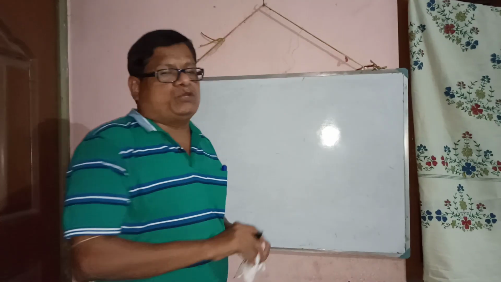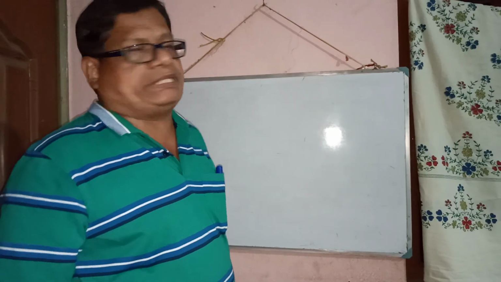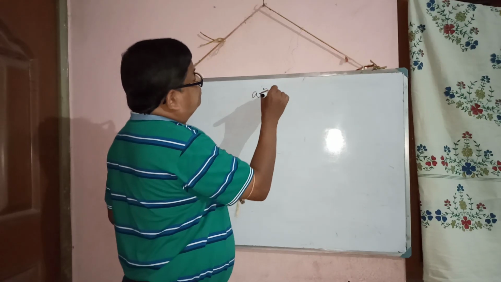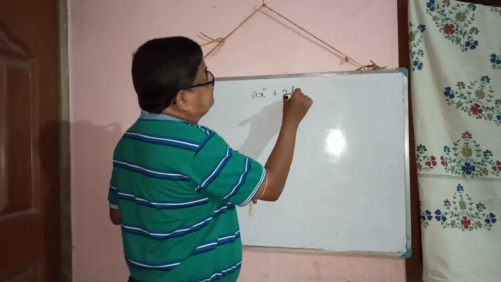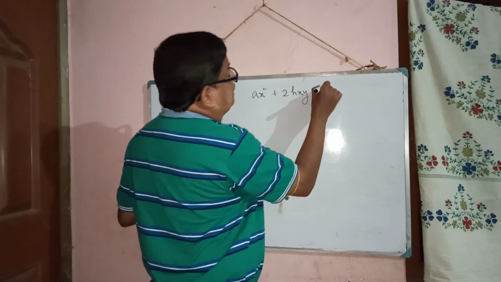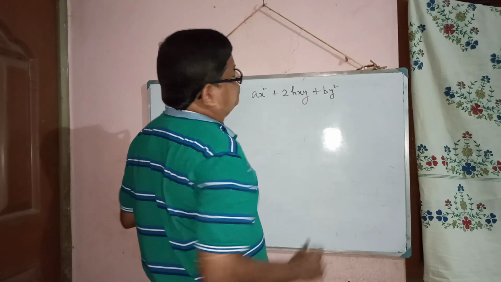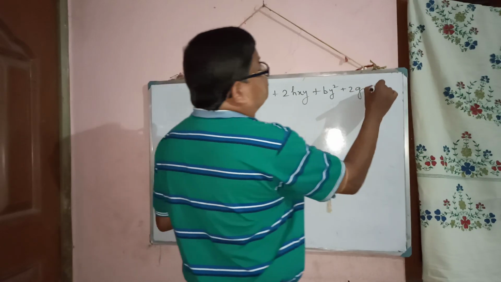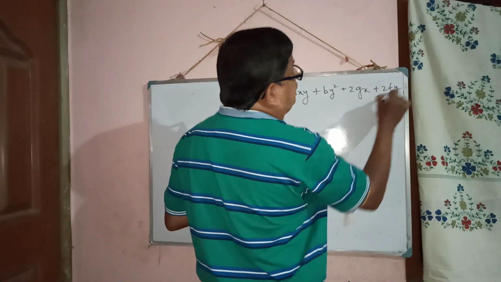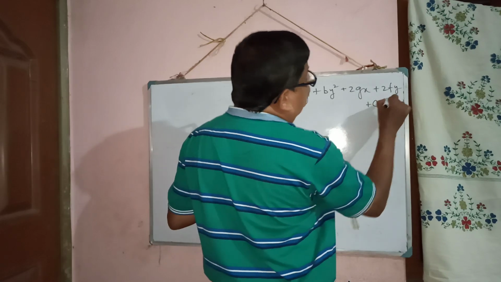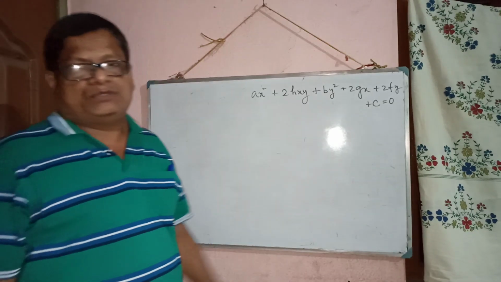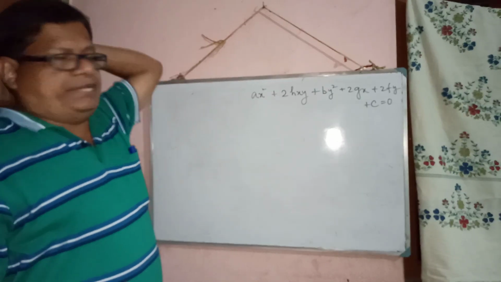See, I am writing one second degree equation. So look here: ax square plus 2hxy plus by square plus 2gx plus 2fy plus c equal to 0. This is our second degree equation.